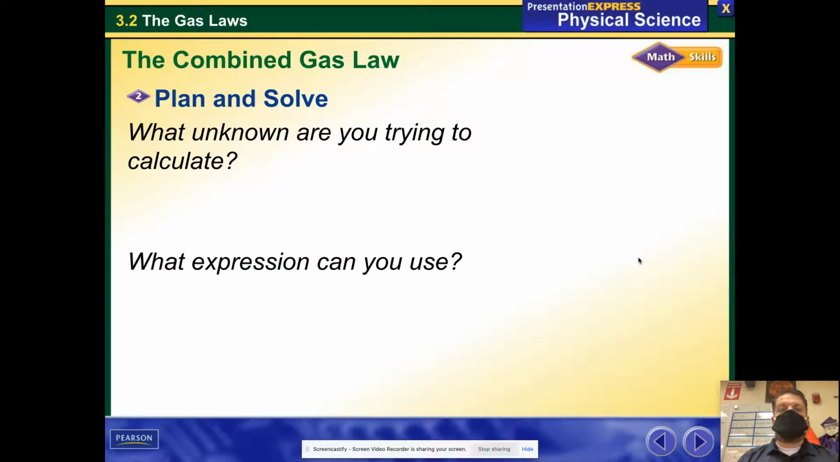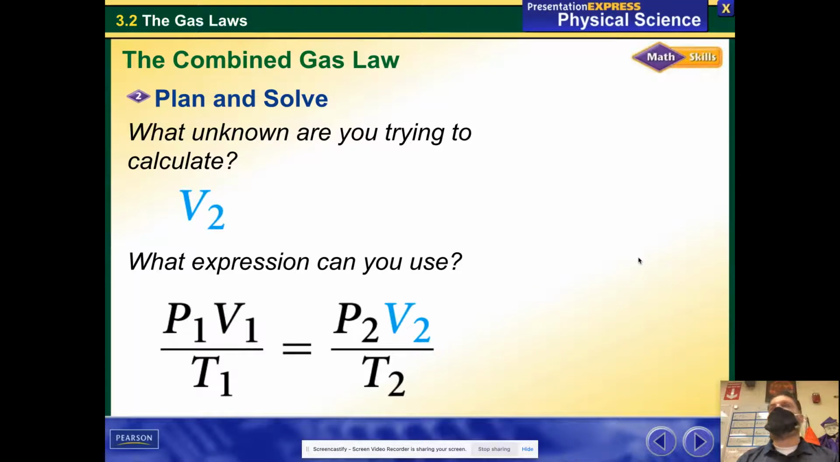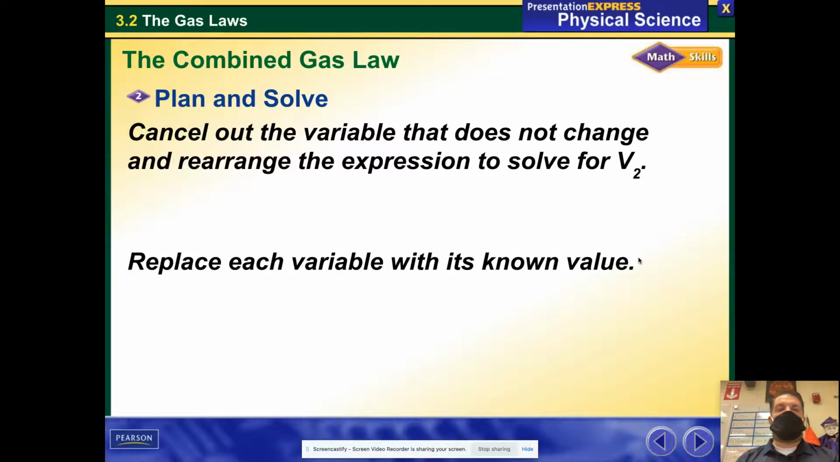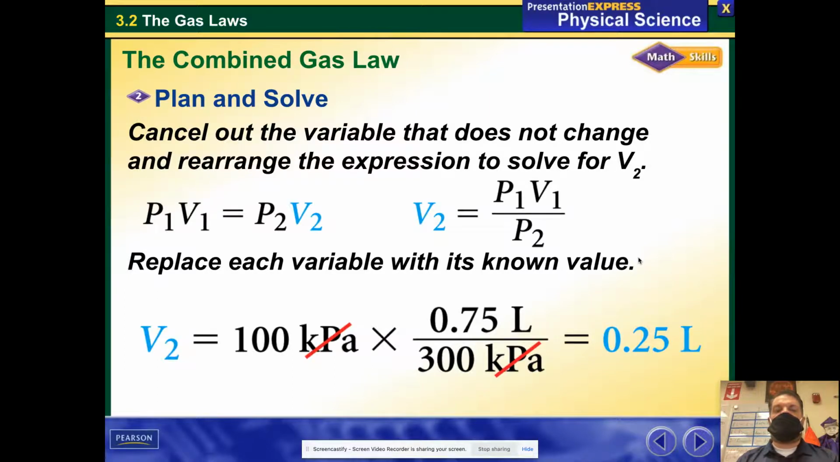So what is it that we're trying to figure out? Well, we're trying to figure out what the second volume is. The question specifically says, find the final volume. Well, that's V sub 2, right? So now when you look at that, you can cancel out the variable that does not change and rearrange the expression to solve for the second volume, and replace each variable with the known value.